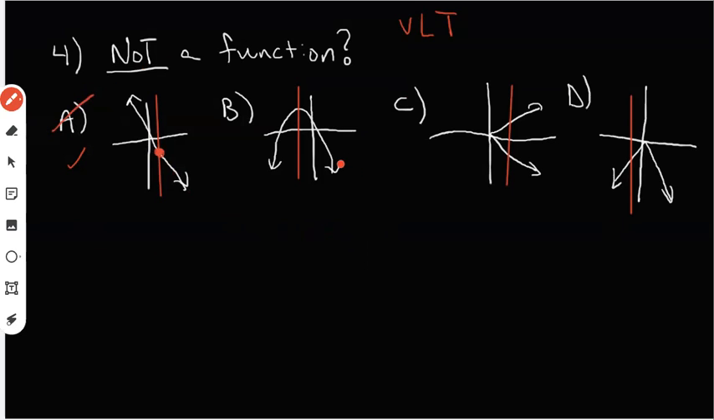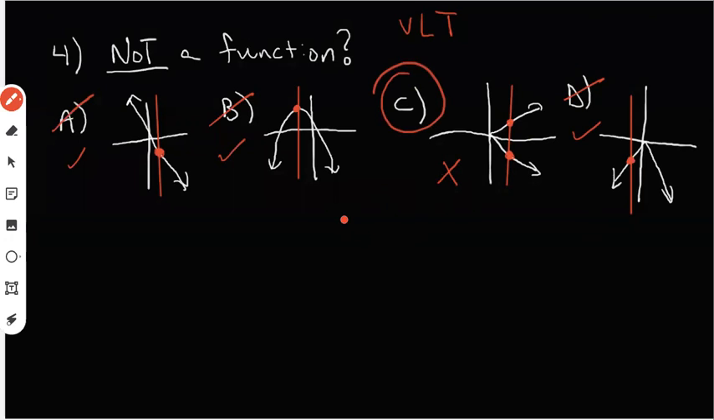If we look at the second answer choice, the line only goes through the graph once. So this one is a function. If we look at answer choice D, this one is going to go through the graph only once. So it is a function. But then when we look at answer choice C, notice that the vertical line goes through the graph twice. So this one is not a function. So that's going to be your answer choice C.